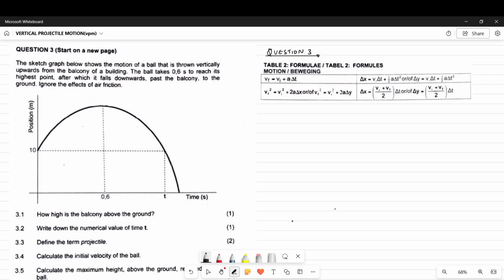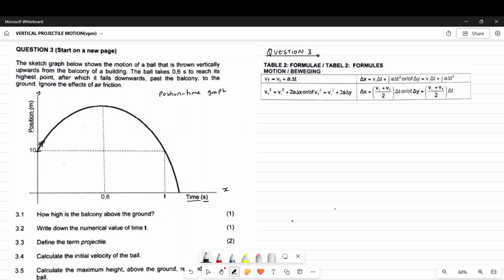So now as you can see we've got this graph, and this type of graph we know is called a position-time graph. We know it's called that because on our y-axis we've got position, and position is distance, or height in another scenario. And then on our x-axis we've got time, and time is measured in seconds.